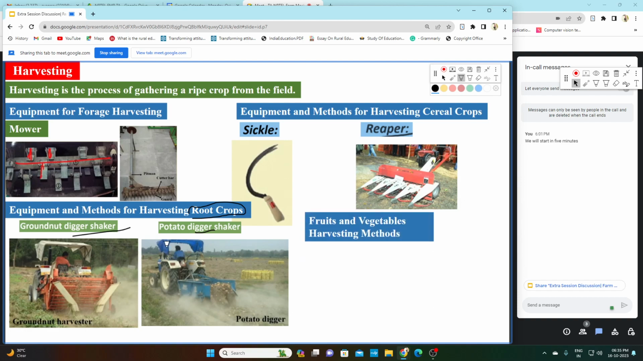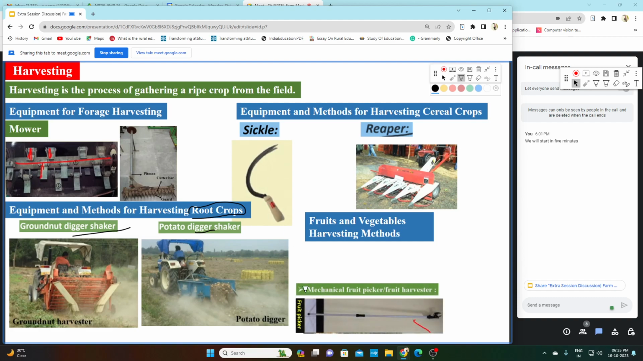Now fruit and vegetable harvesting methods and equipment. We can use this mechanical fruit picker. It is very long in size. We can hold it from this end, and wherever our fruits are, at that position we can cut its peduncle, and by that the fruit will fall onto the ground. So that is the mechanical fruit picker.